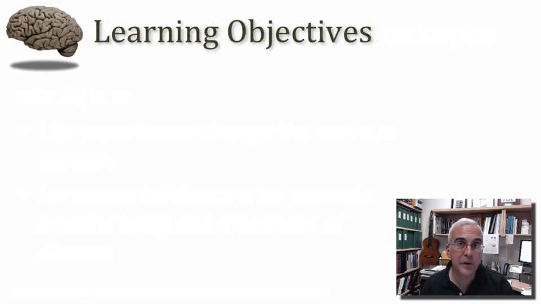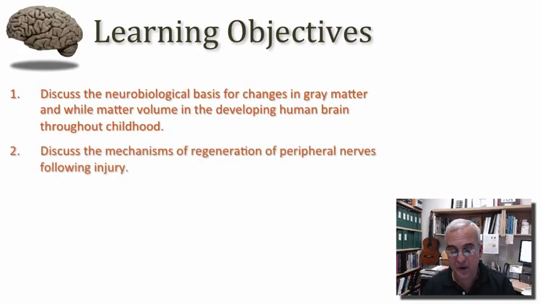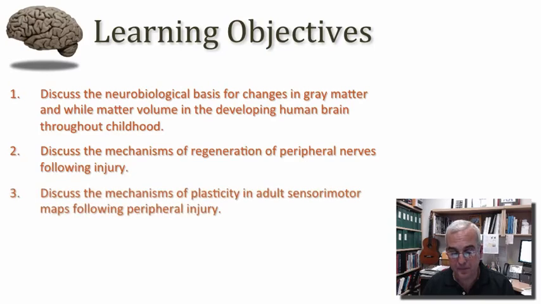Well, I have several learning objectives for us in this tutorial. First, I'd like for you to be able to discuss the neurobiological basis for changes in gray matter and white matter volume that occur in the developing brain throughout the years of childhood. I'd like for you to be able to discuss the mechanisms of regeneration of peripheral nerves following injury.